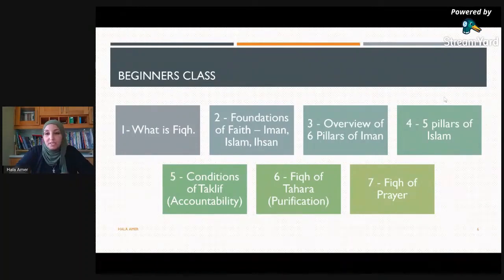We have the 5 pillars of Islam, of course, the conditions of taklif or accountability, the fiqh of tahara, and the fiqh of prayer, which is actually a big bulk of the class and probably the most important topic that we go over. There's a lot of detail in fiqh of salah because we go over things like Jum'ah and Janazah prayer, the conditions for each, and there's a heavy emphasis on things that are obligations, things that are nullifiers, things that are sunan, and how to correct ourselves in certain situations.